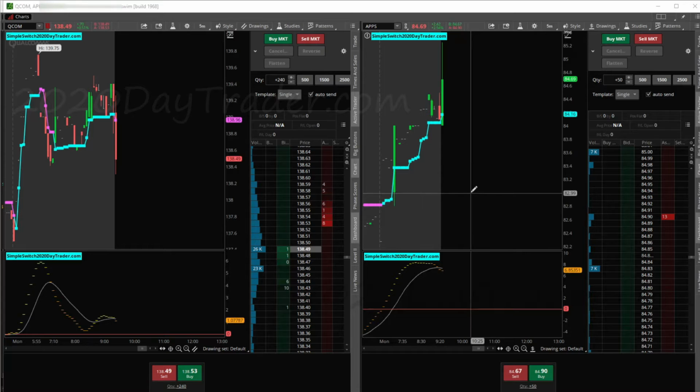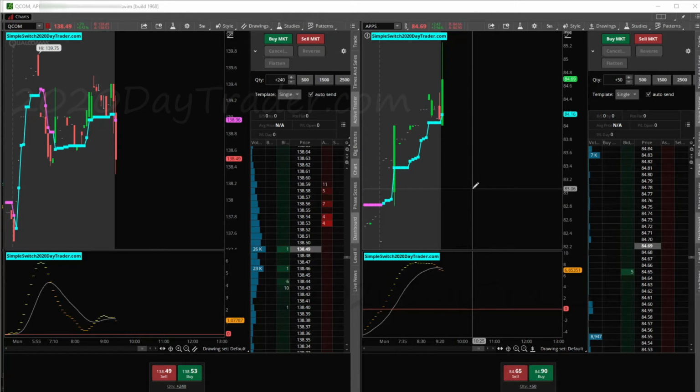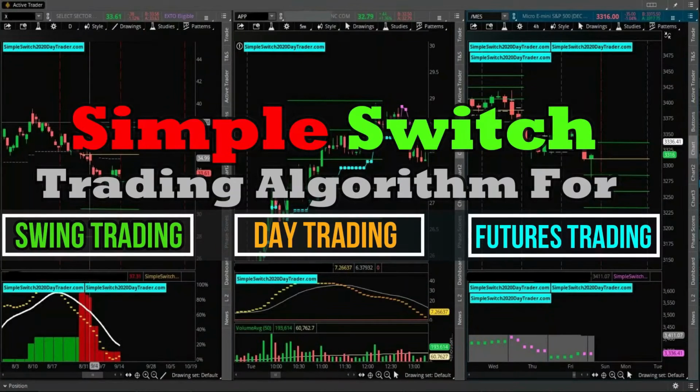I trade based off of my algorithm, the simple switch algorithm, and it's got different settings. Same algo, but different settings for futures market, for equities market, and different types of trading. It's got different settings for it. So I'll be trading off of that.